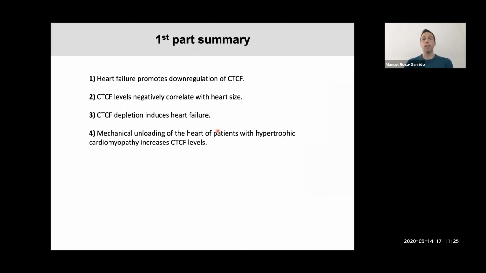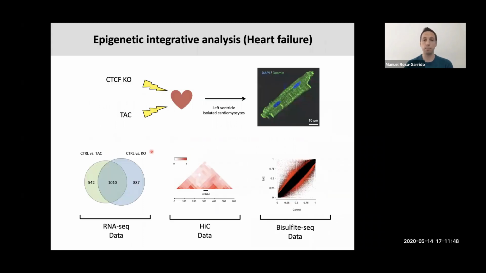So then the summary for this first part, we can say that heart failure promotes downregulation of CTCF, and that CTCF levels negatively correlate with heart size. I also showed you that CTCF depletion induces heart failure. And we also saw that mechanical unloading of the heart of patients with hypertrophic cardiomyopathy increases CTCF level.